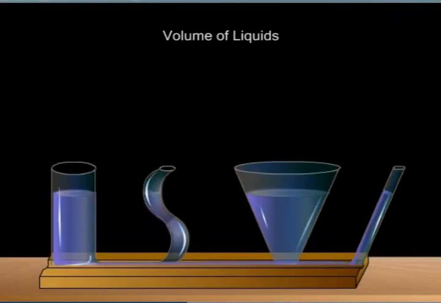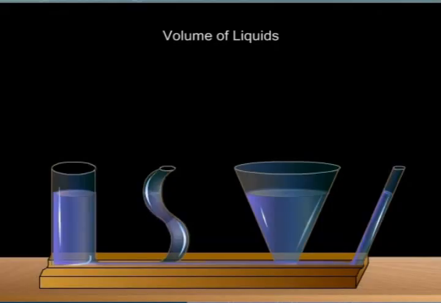Moving on, we look at the volume of liquids. Now, liquids have no definite shape, but assume the shapes of the containers in which they are put. One of the methods which can be used to measure the volume of a liquid is to pour that liquid into a container of uniform cross-section. The height of the liquid is then measured, and the volume of the liquid is then obtained by applying the formula volume is equal to area of cross-section times height.